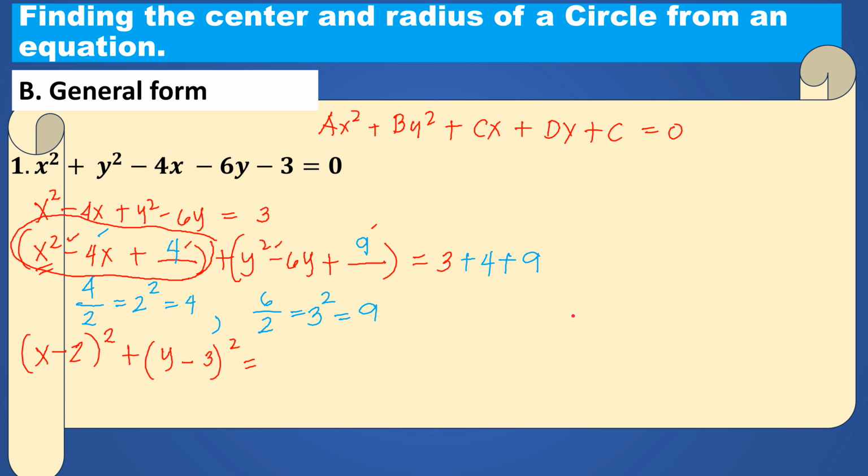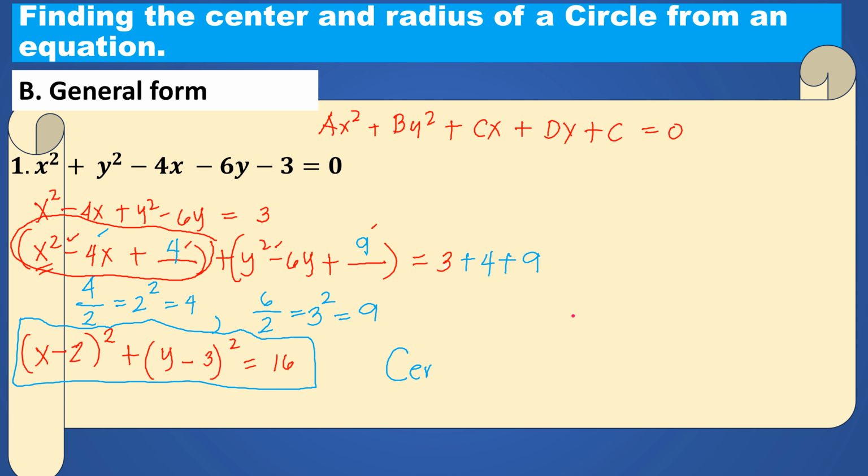And for that, 4 plus 3 is 7, plus 9 is equal to 16. And this is already in its standard form. So if this is already in its standard form, this is now very easy in getting the center.